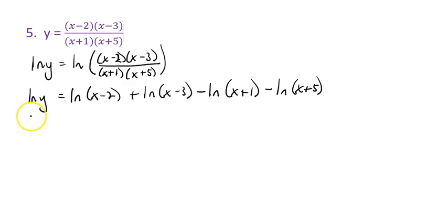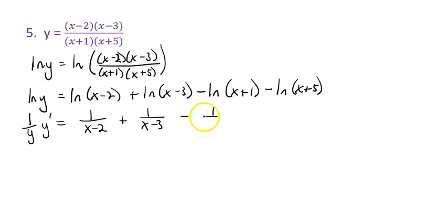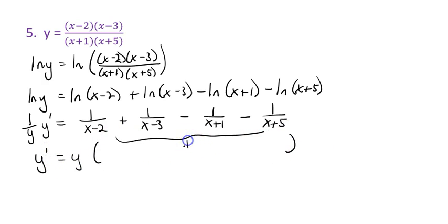And then when you go about taking the derivative, again, 1 over y times y prime on that left side. Here I just have 1 over x minus 2 plus 1 over x minus 3 minus 1 over x plus 1 minus 1 over x plus 5. And you could get some nasty common denominator and put all this back together if you needed to. But I'm just showing you the general technique now. And then I would multiply both sides by y. So y prime would equal y times all of that.